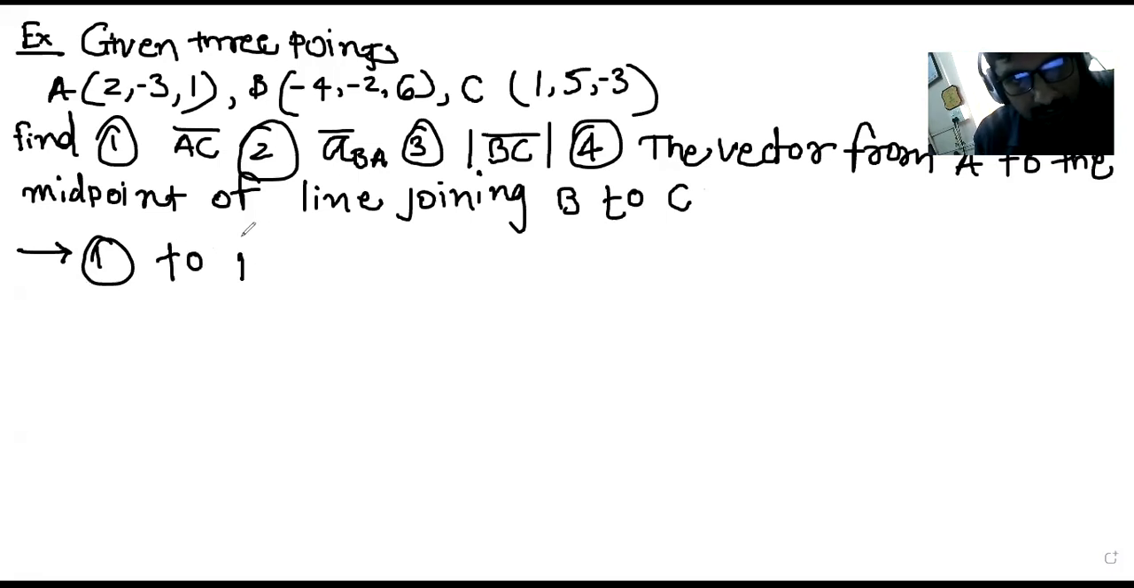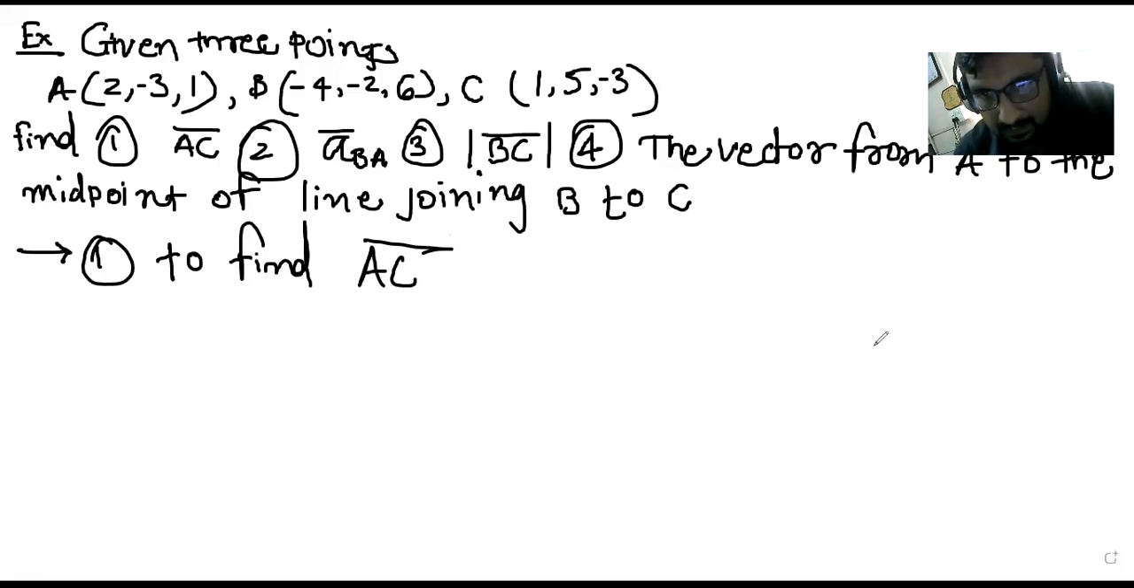So to find AC bar, let us first understand the geography and the diagram, right? Let's have these points. Let us assume point B is present here, point C is over here. This is B, this is C. And we have point A somewhere here. Point A. Now, first thing is we have to find AC bar, right?